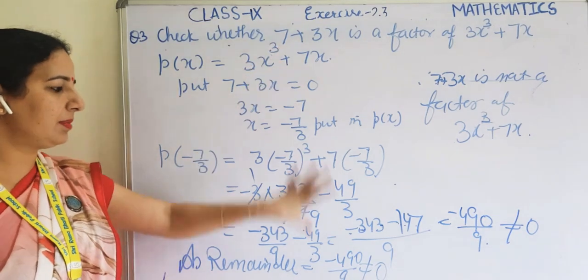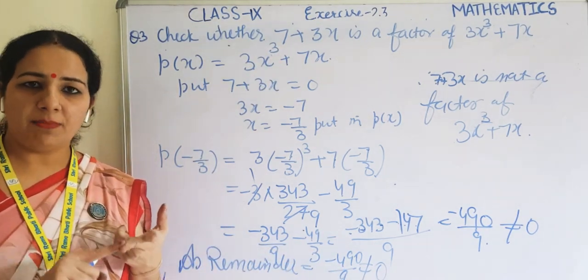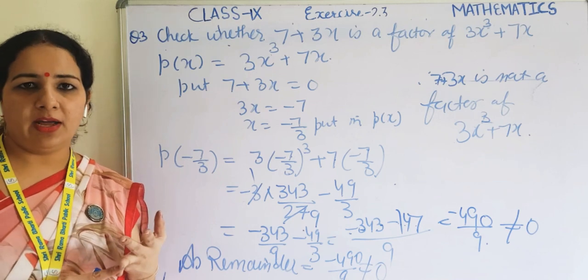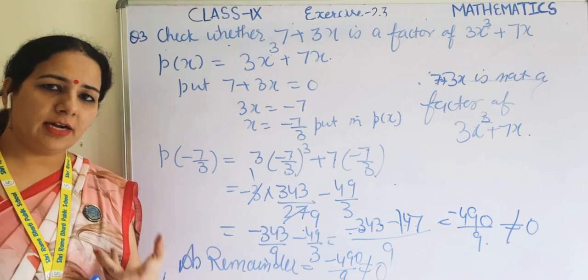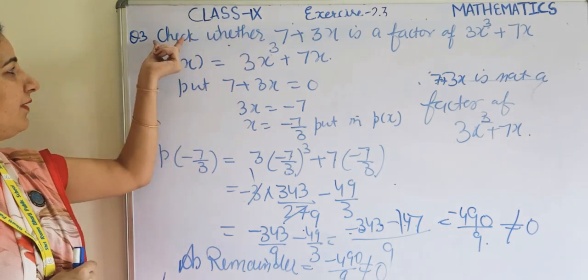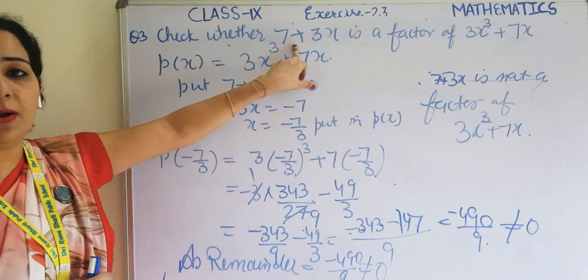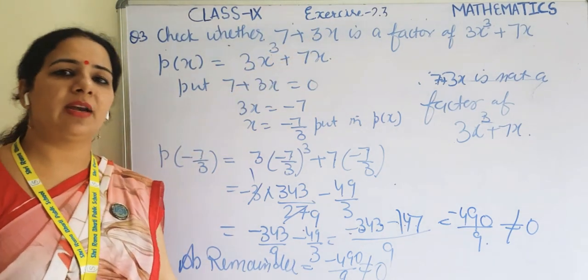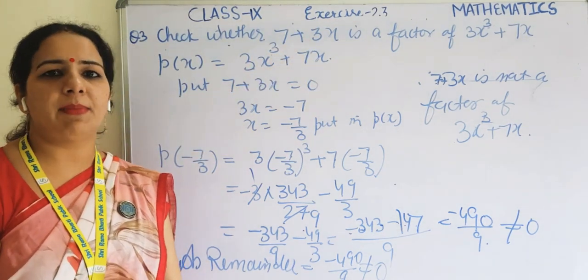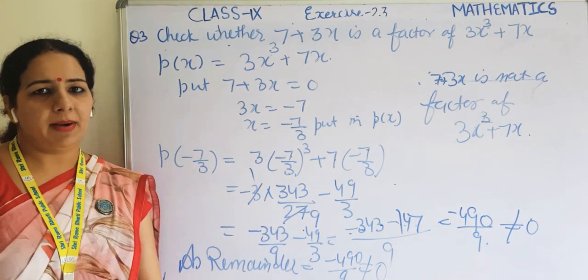It means by this method we can answer about the factors, about multiples and about remainder also. If the question is related to multiples, then the same. What will they write? Check whether this polynomial is a multiple of this. Then the same method. If the remainder is 0, yes, it is a multiple. If remainder is not equal to 0, no, it is not a multiple.